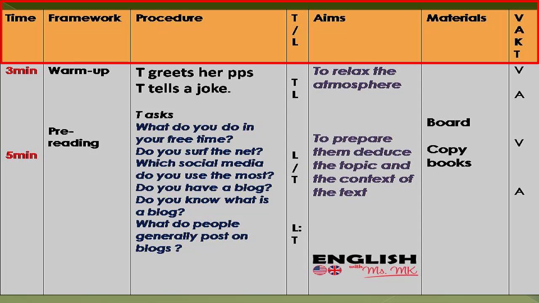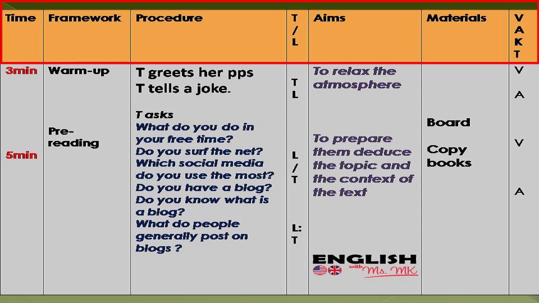Then you have the aim here. It's not the objective of the whole lesson, but the aim of each activity. Every single activity we introduce in the lesson has an aim or a goal. Then you have materials. Materials means the tools that I use in my lesson: textbooks, copybooks, books, handouts, boards. All these are materials.